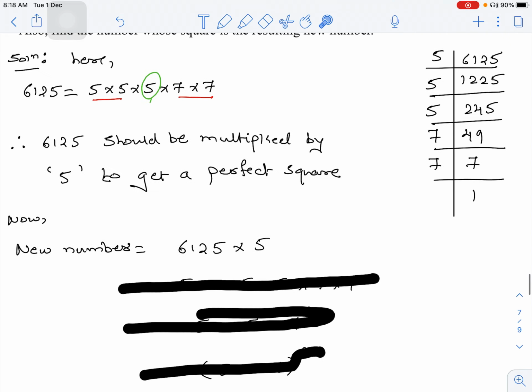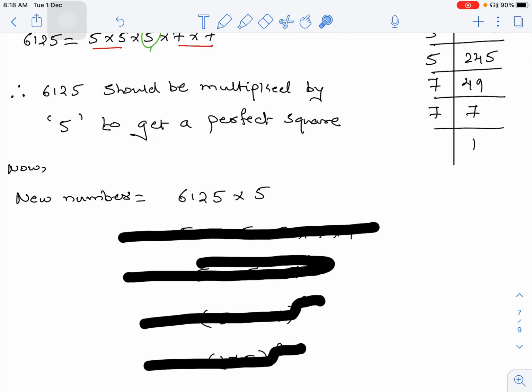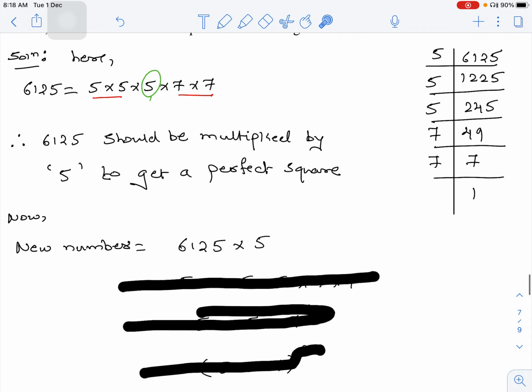Okay. Now, after writing the new number, what do we have to do? We have to find again that this new number will be the square of which number. For that, we will write the factors of this 6125. Now, what are the factors? 5 is 3 times and this one also, so now total 5 will be how many times? 4 times. So we can write it as 5 into 5 into 5 into 5 into 7 into 7. Now again start pairing these numbers. Here a pair is there, here a pair is there, and here also we have a pair.